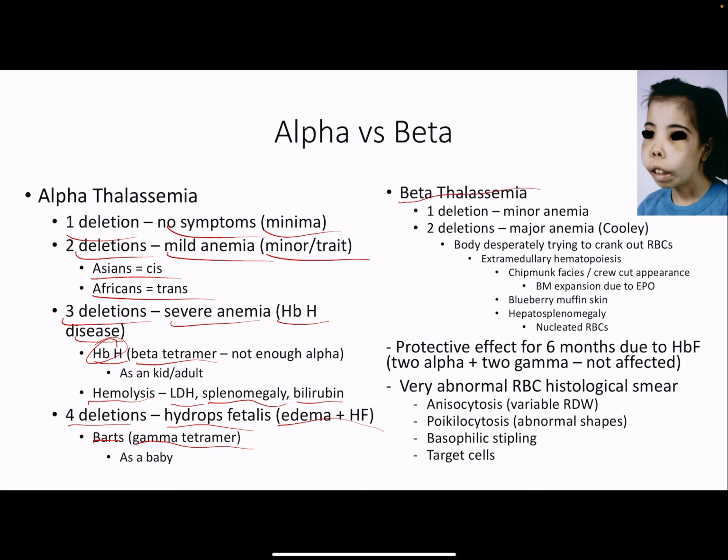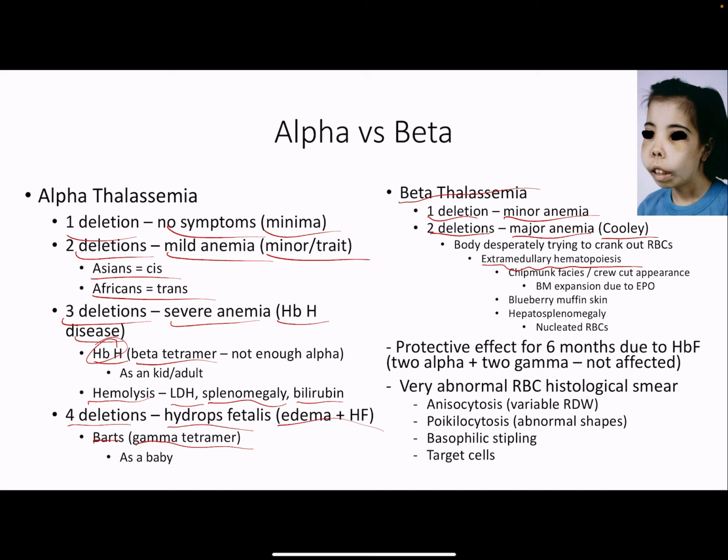All right, beta thalassemia. 1 deletion, minor. 2 deletions, and I shouldn't say deletions, I should say mutations. 2 mutations would be a major anemia, sometimes called Cooley's anemia. So your body is desperately trying to crank out red blood cells that are effective. So it's doing something called extramedullary hematopoiesis. And think about this. Medulla is the bone marrow, and then hematopoiesis is the making of blood cells. So effectively, your body's trying to make red blood cells outside of the bone marrow.